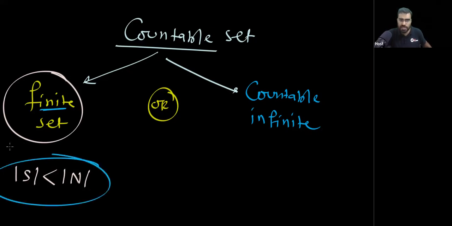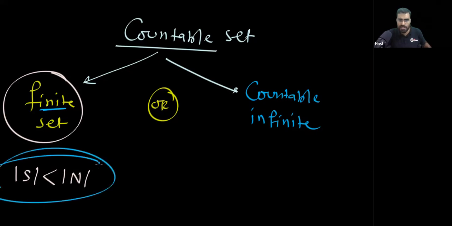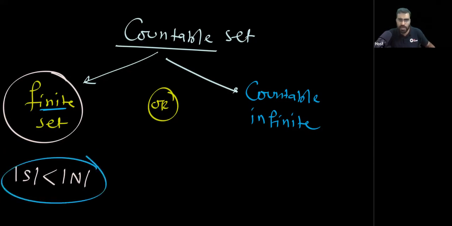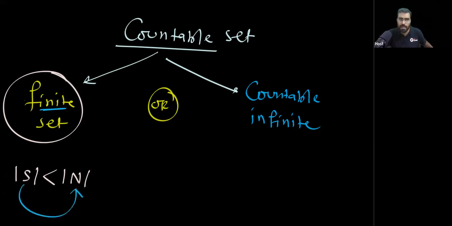Actually, what does this mean in terms of injection and bijection? This means there is an injection from S to N, but there is no bijection between S and N. Yes or no? There is an injective function from S to N, but there is no bijective function between them. So this is what happens in a finite set.